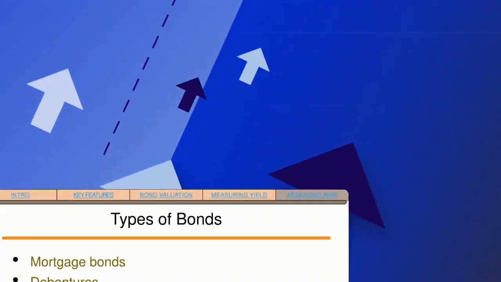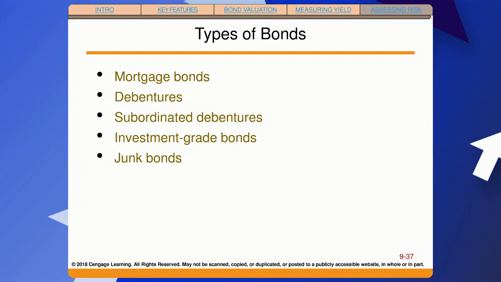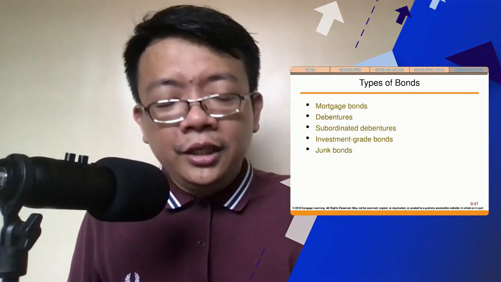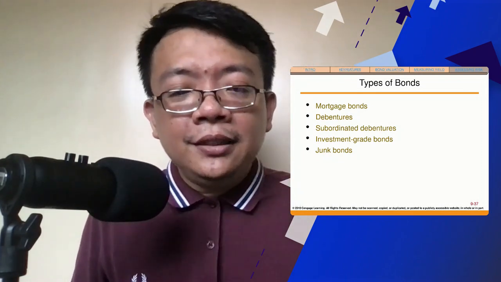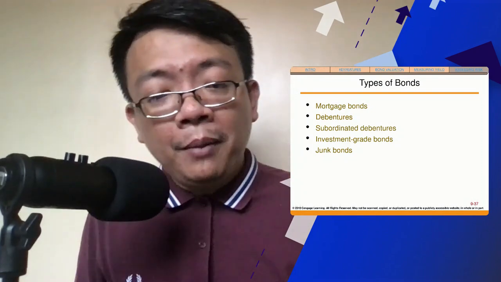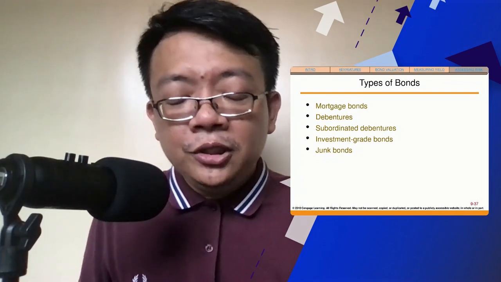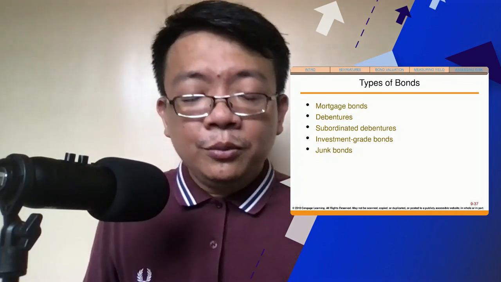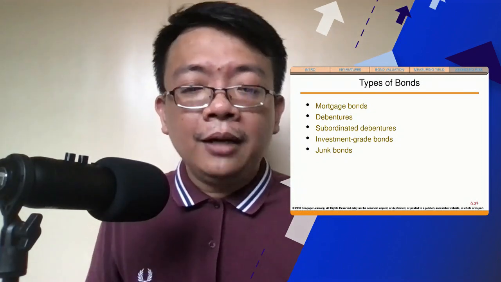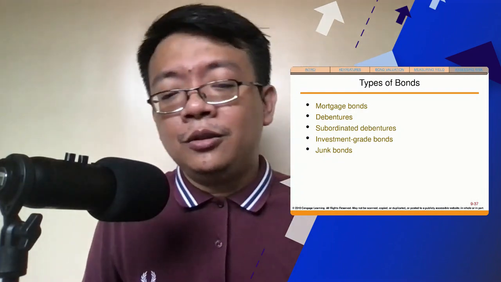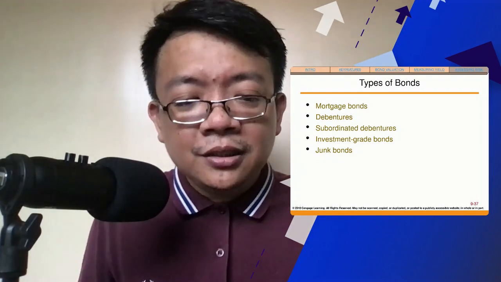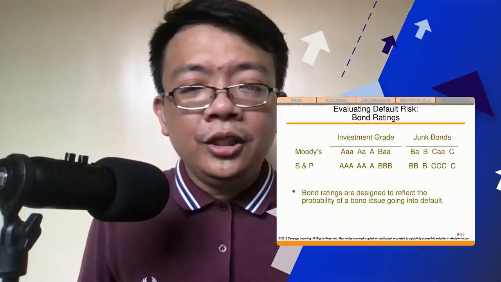Alright. And also, as we discussed in FAR, the types of bonds: you have mortgage, debenture, subordinated, investment grade, and junk bonds. Mortgage yung property mo sa bonds. Debentures naman, unsecured. Subordinated, meaning unsecured pero may attachment pero konti lang. Investment grade bonds, so yun yung mga AAA, BBB. And junk bonds, meaning junk bonds. Alright, so ito yan.